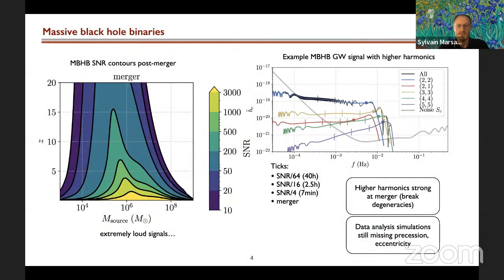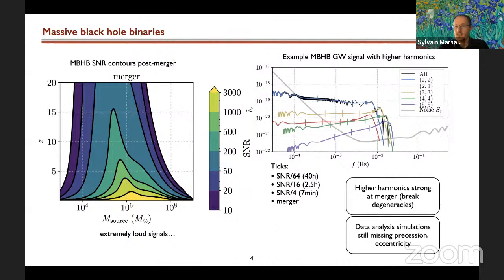Massive black hole binaries, as you know, are flagship sources, signals for Lisa. They can be extremely loud, as what's illustrated on the left. You have a waterfall plot as a function of source frame mass and redshift of the signal-to-noise ratio. You can reach SNRs of 2000s. And at these SNRs, every detail matters.